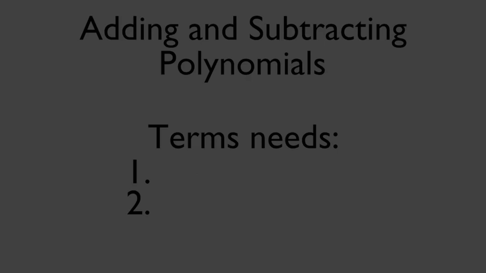Add and subtract polynomials. Each of the terms need two things. They need to have the same variable and the same power. See what this means? Let's go ahead and take the generic form of a term, which would be ax to the b.